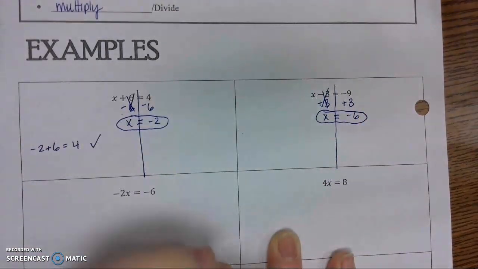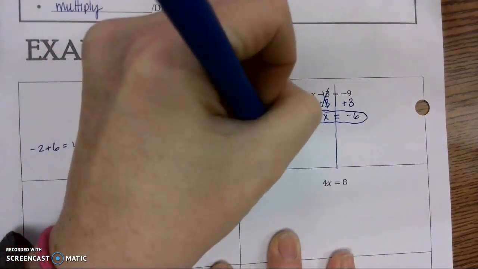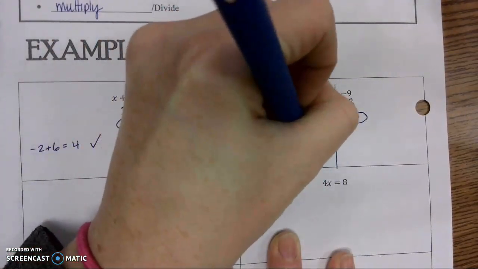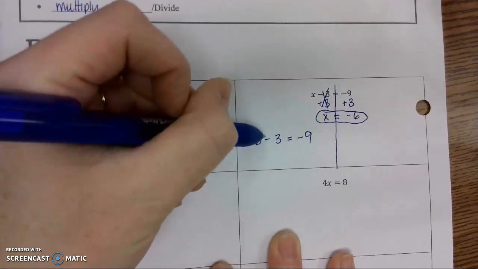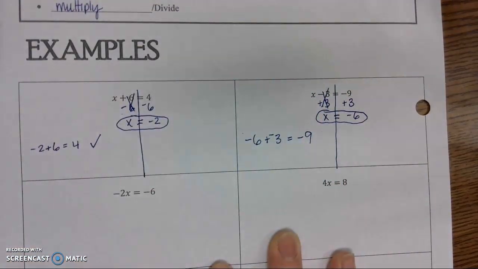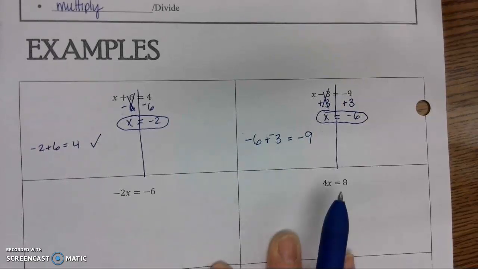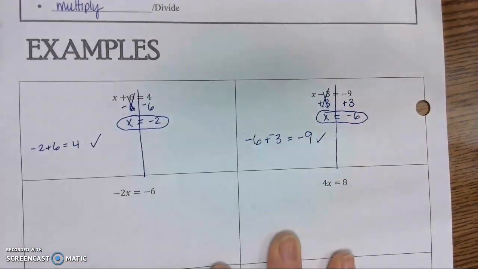And once again, we can always check. Negative 6 minus 3 equals negative 9. Because we know our integer rules for subtraction, when we add a line and change the sign, it becomes plus negative 3. That works. So our answer is correct.